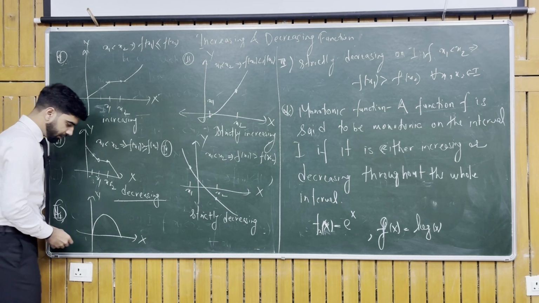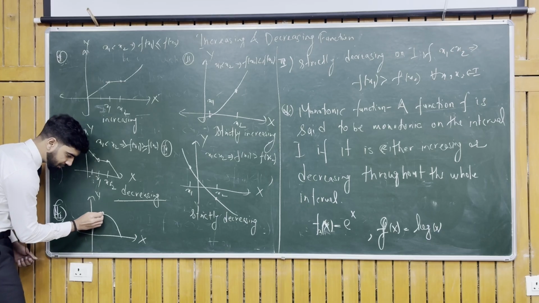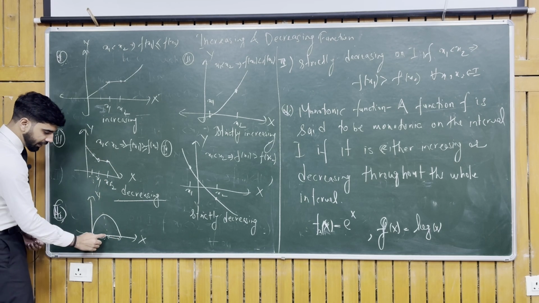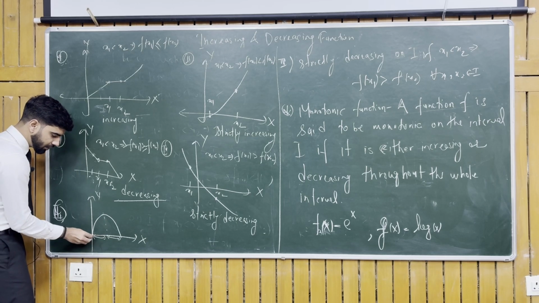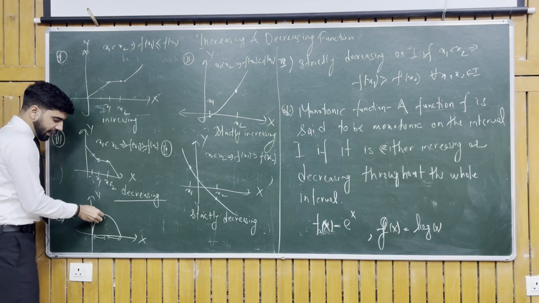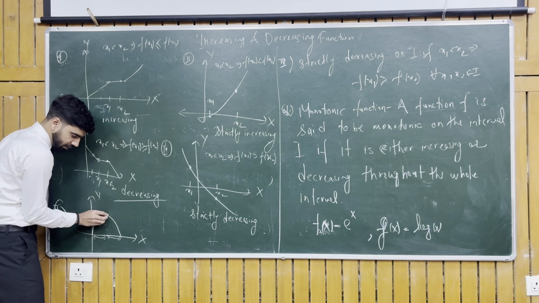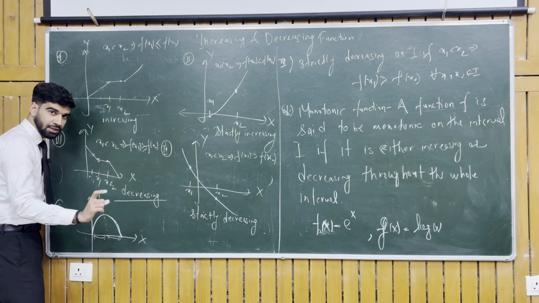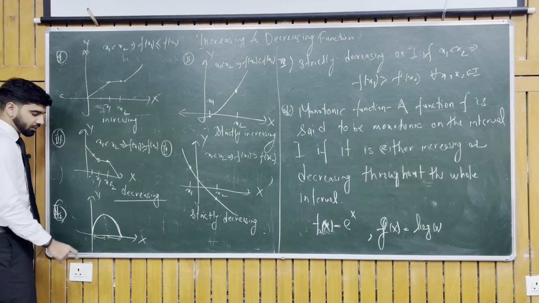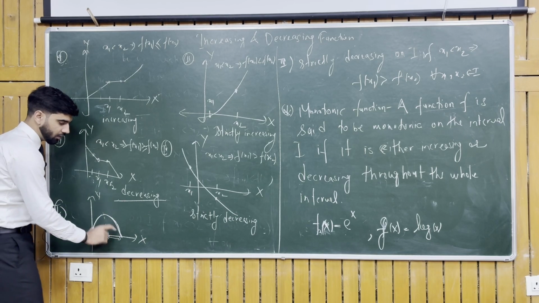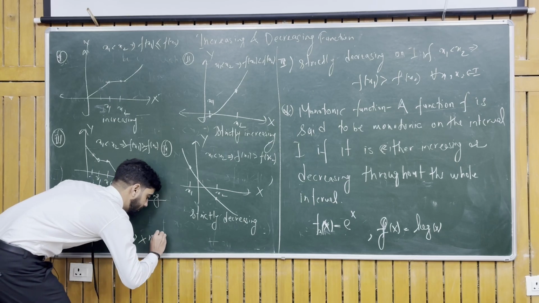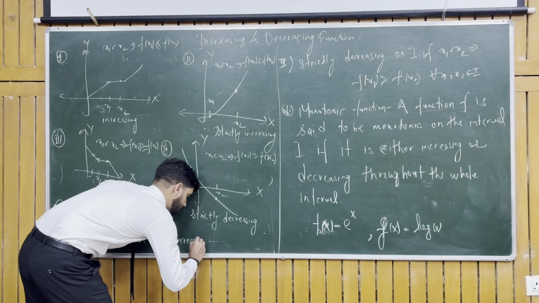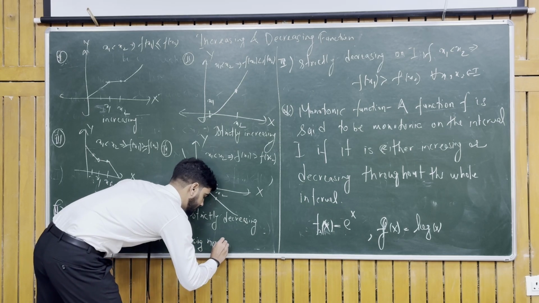We can break this interval into two parts. This is the first interval and this is the second interval. We can see that in the first interval the function is increasing, and in the second interval the function is decreasing. So we can say that the function is neither increasing nor decreasing over the whole interval.